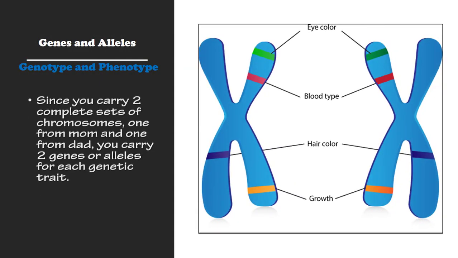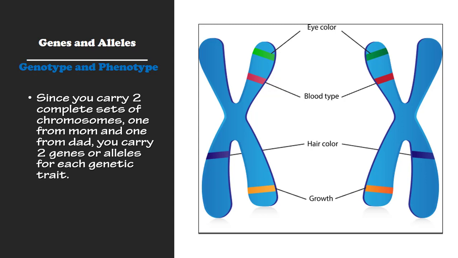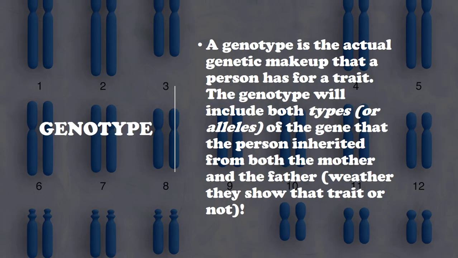Since you carry two complete sets of chromosomes, one from mom and one from dad, you carry two genes or alleles for each genetic trait. So what determines what trait you will display? A genotype is the actual genetic makeup that a person has for a trait. The genotype will include both types or alleles of the gene that the person inherited from both the mother and the father, whether or not they show the trait.